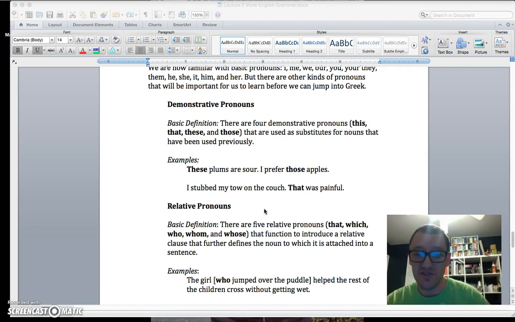So they tend to occur that way. Occasionally they'll function substantively, so you'll get "these ones are sour," right? That would be a substantive use of the demonstrative pronoun. Those occur fairly often.